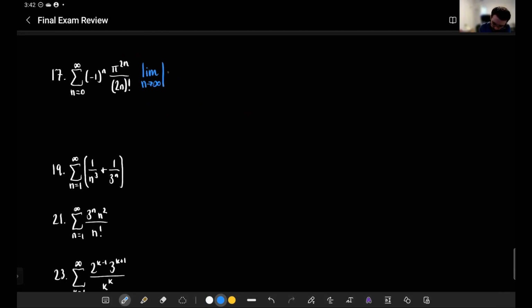Ratio test says, okay, look at your n plus first term, and you got to be careful. Plug in n plus 1, but do it with parentheses around the n plus 1. So that'll be 2 times the quantity n plus 1, which is 2n plus 2. Same story in the denominator. That's 2n plus 2 factorial. And then multiply by the reciprocal of what you started with.